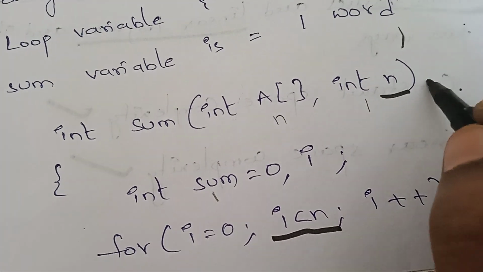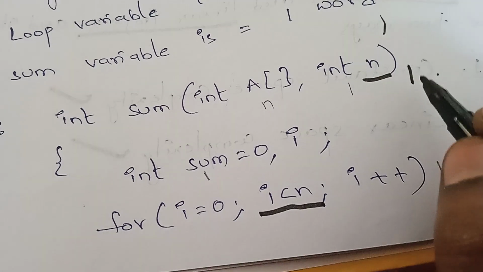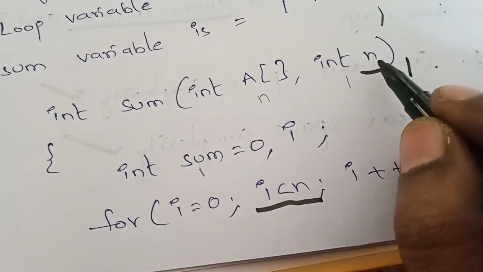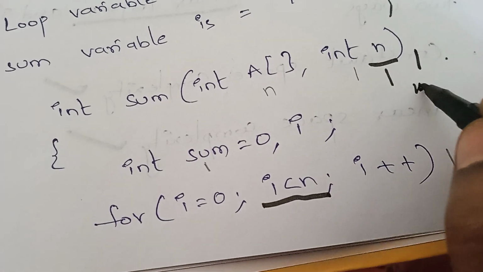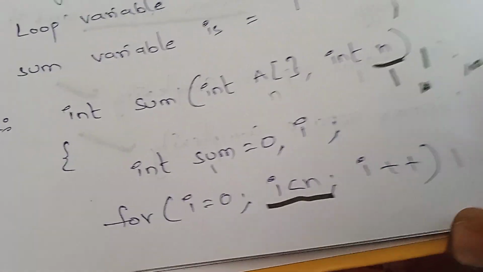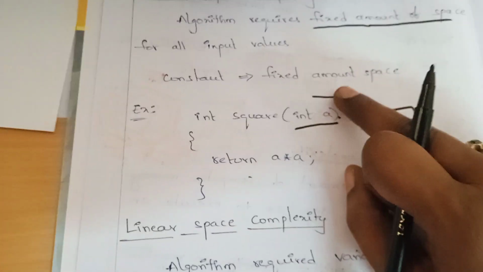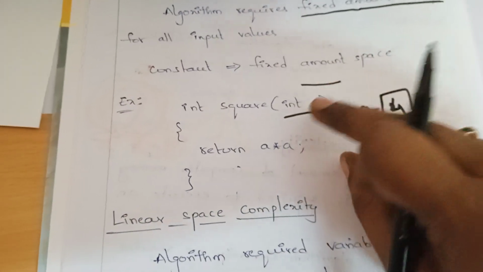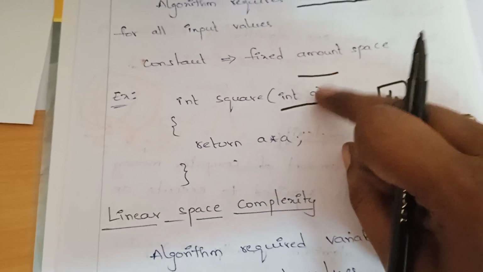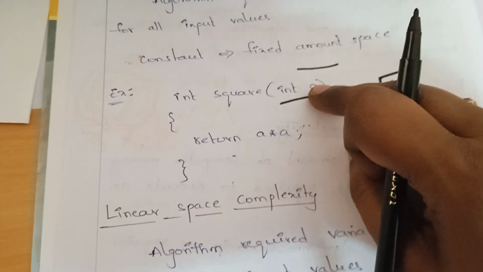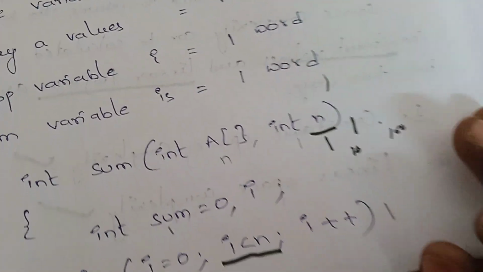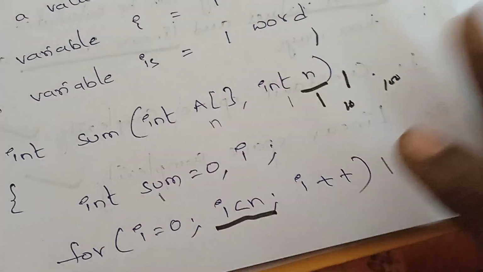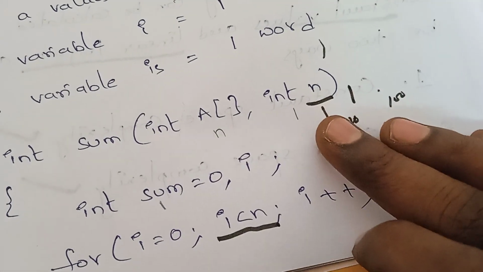If my n value is 1, it is not constant because I am depending on this n, not 1. My n value can be 1, 10, or 100, so it is not fixed. But in the last case, it is a fixed amount of space. You have only a single variable, so you allocate memory for this variable itself. When you come to here, you don't know how many values you are going to place. For every execution, you can change your n value.